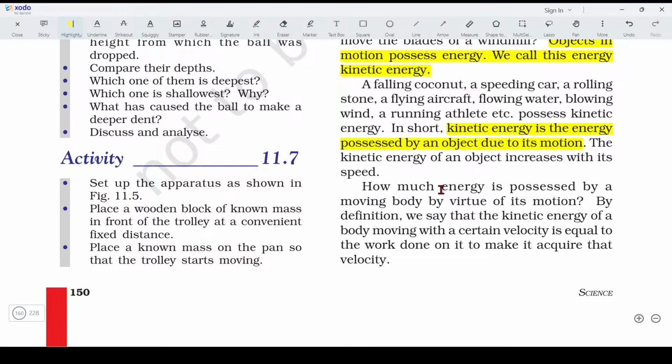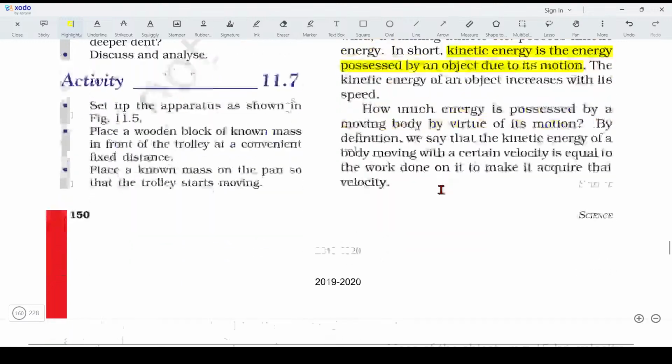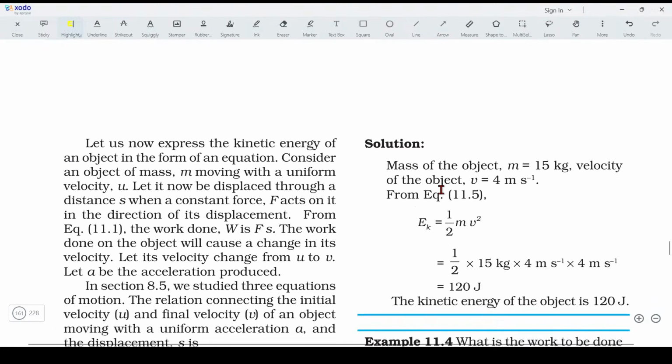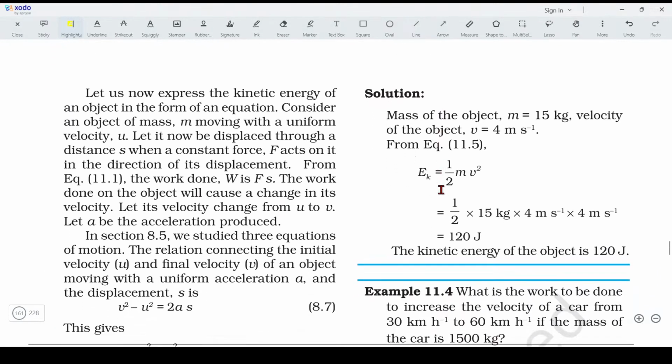When two objects have the same mass, whoever has the higher velocity has more energy, right? Now, work done is force into displacement, right?